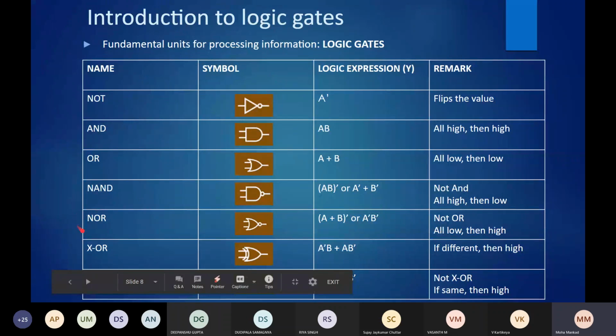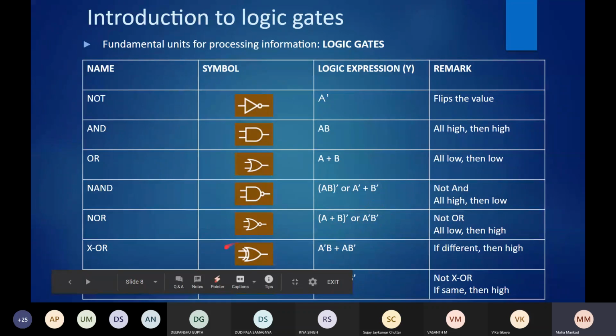Next up is NOR. Remark is not OR, all low then high. In OR it was all low then low, here it's all low then high. Logic expression A plus B complement, or A complement B complement.